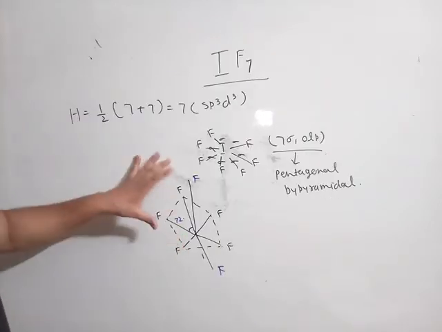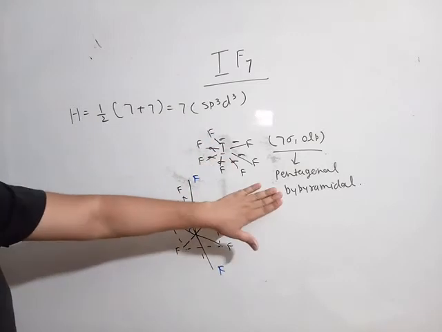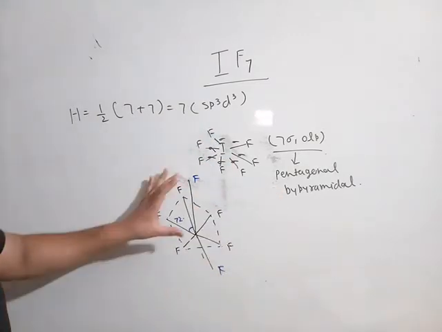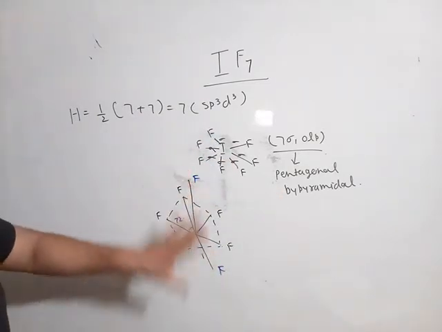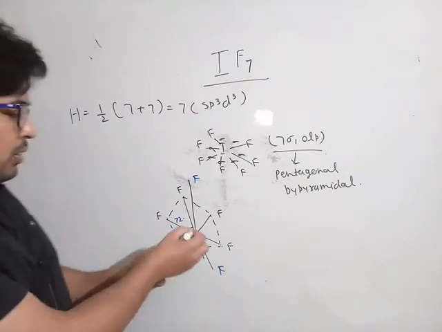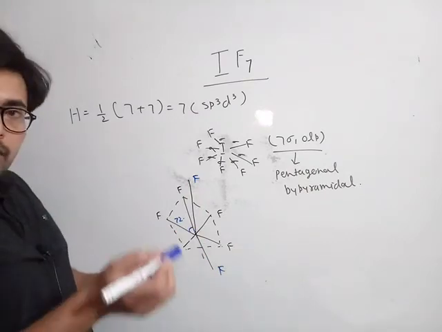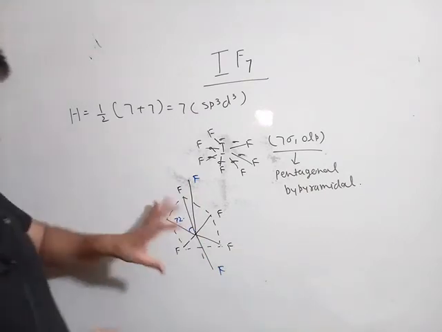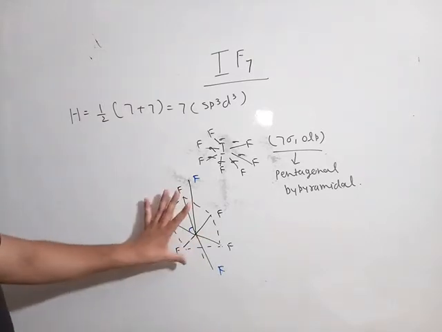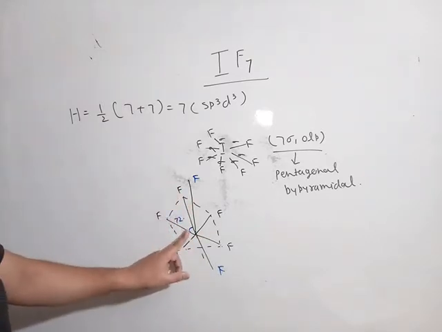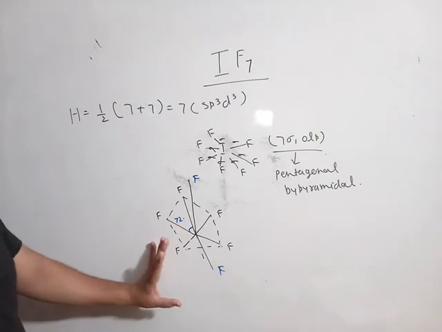As you can see over here, IF7 will have a pentagonal bipyramidal structure. These 2 F atoms which are present in the axial positions will be perpendicular to the plane, one upward and one downward. And these 5 which are present in the plane will be at 72 degrees with each other.